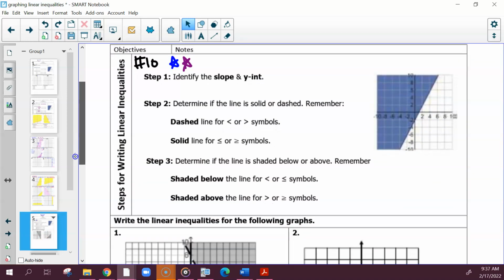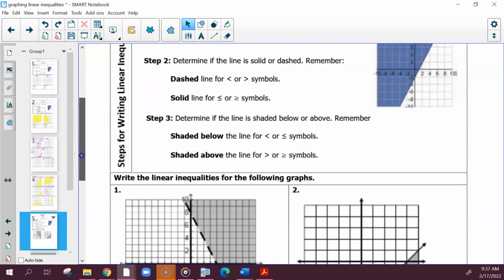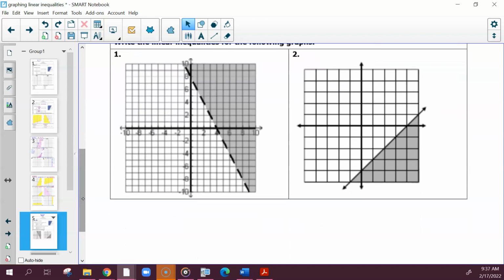So a lot of this information is the same. Making sure that you find the slope and y-intercept, that it's about the different types of lines, the different types of shading. But now instead of graphing it, we are going back and writing the inequality for these graphs. These solid ones are easier to do. And if you've already done this, it's great. You can check yourself after we get these. The dashed lines are a little bit more challenging.